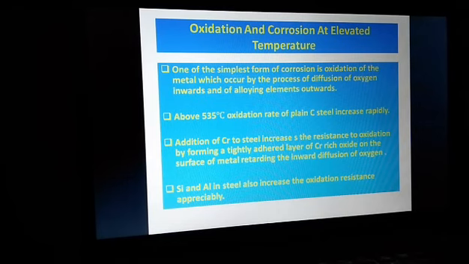Addition of chromium to steel increases its resistance to oxidation by forming a tightly adhered layer of chromium-rich oxide on the surface of the metal, retarding the diffusion of oxygen. Silicon and aluminum in steel also increase the oxidation resistance appreciably.